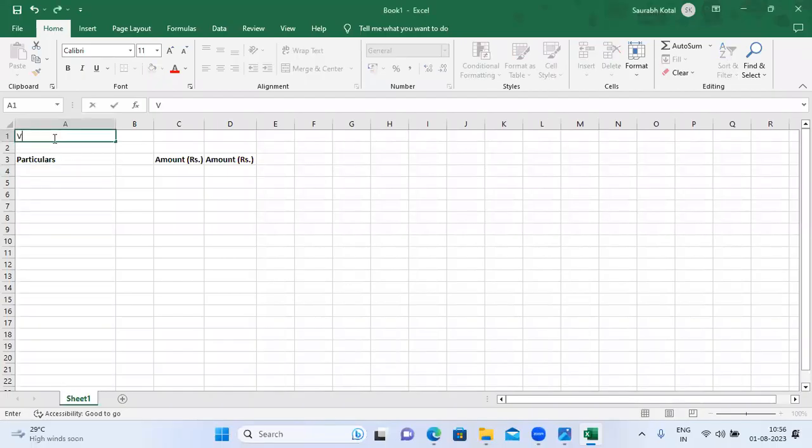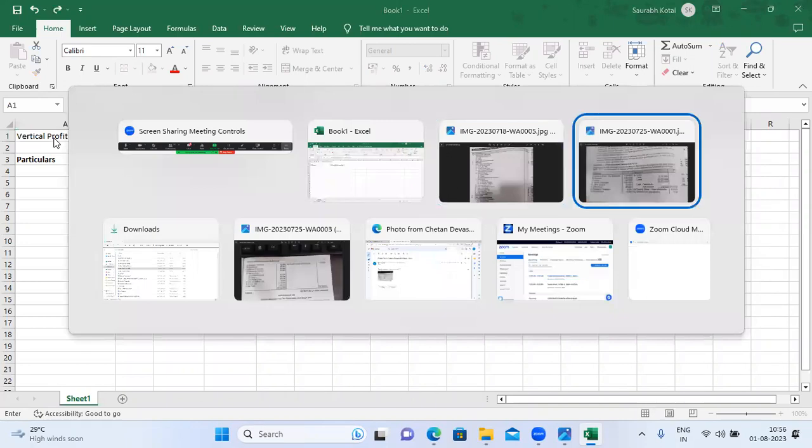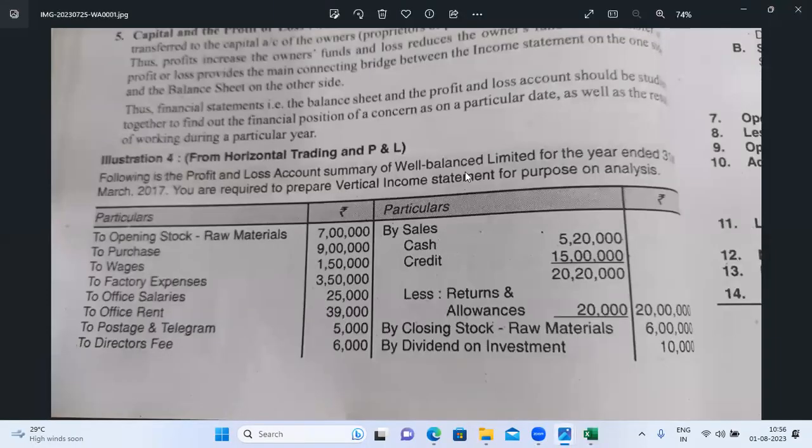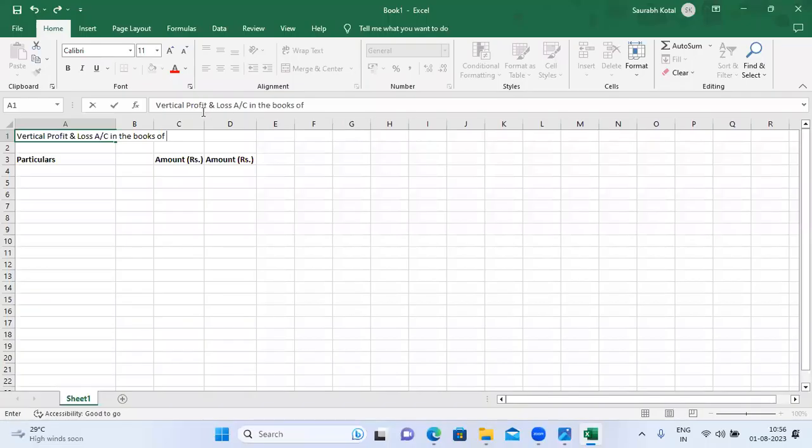Now we are making the vertical profit and loss account. Remember, the vertical profit and loss account includes the trading account and the profit and loss account all together. In the books of, what is the name of the company? Well Balanced Limited. That is the name of the company given in the question.